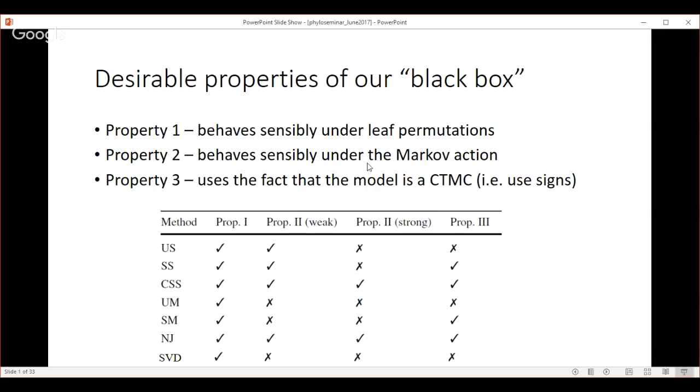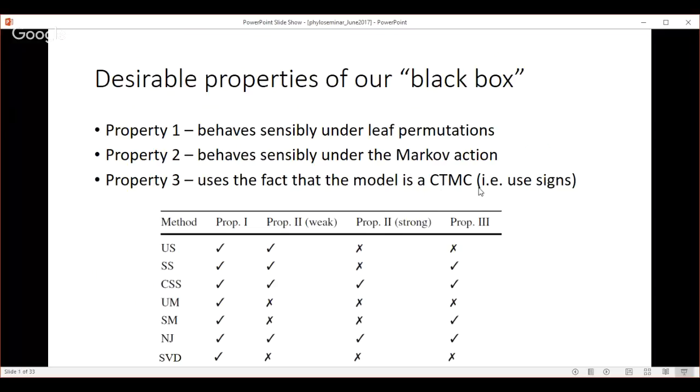Property two: behave sensibly under the Markov action. These properties are all written a bit more formally in the paper, in terms of that quartet inference measure idea. We've got two versions of this property. The weak version says that this would be true in some limit if you had infinite data, and the strong version says this is also true for finite data. And the only two methods that have that strong property are the bias corrected squangles and neighbor joining.